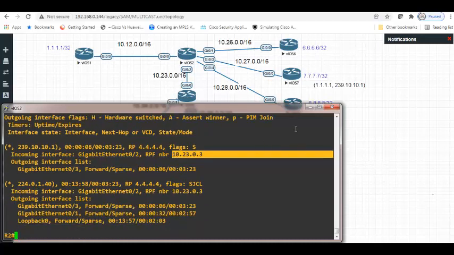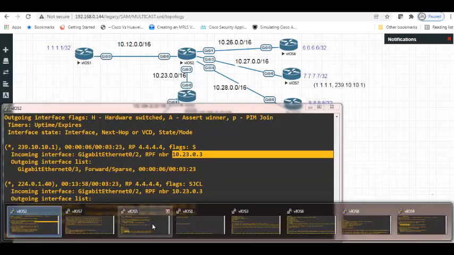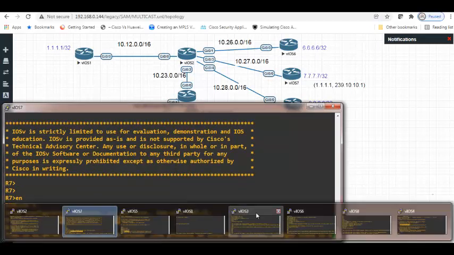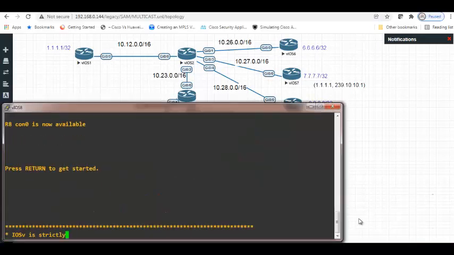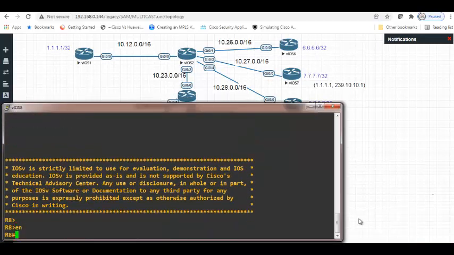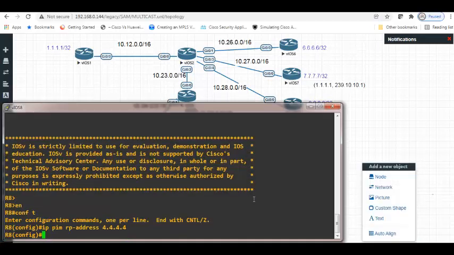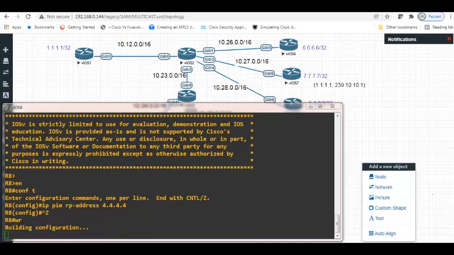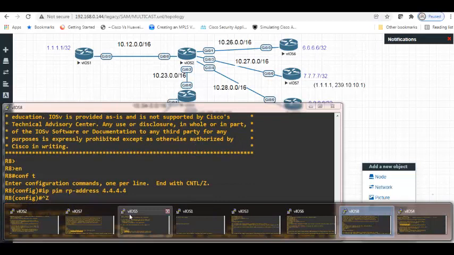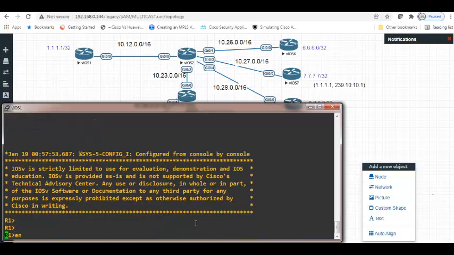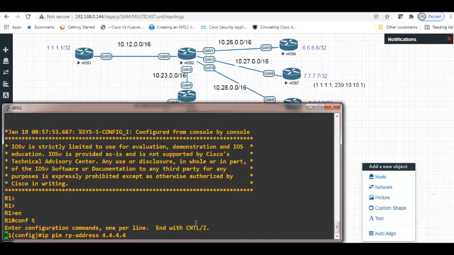Before that, let me configure every router with this command, IP PIM RP address. Every router. So we are finished on router 7. Let me do it on router 8. Router 8. Did I miss any router? Router 1 also should know. Router 1 is the source. Router 1 also should know. That's all. Now we are ready for testing.